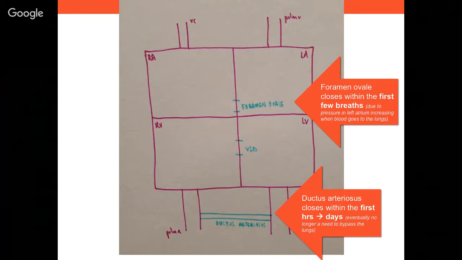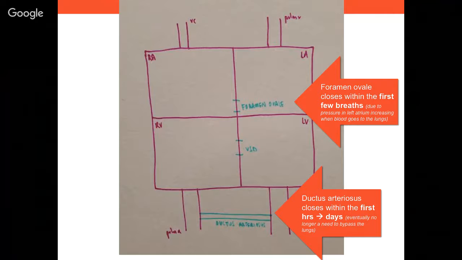The ductus arteriosus, on the other hand, closes within the first few hours to days, so it takes a little bit longer to stay open. And that is for a few reasons. One, it doesn't have that pressure difference slamming it shut, it's just slowly working. And on top of that, the placenta is releasing a lot of factors to keep it open, so when the placenta leaves it slowly takes time to close.